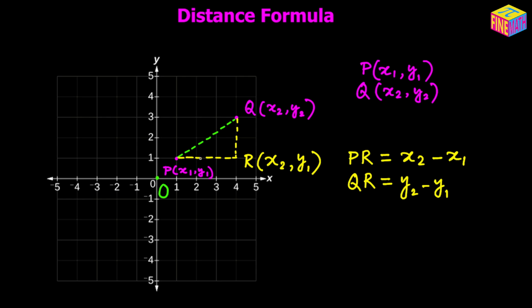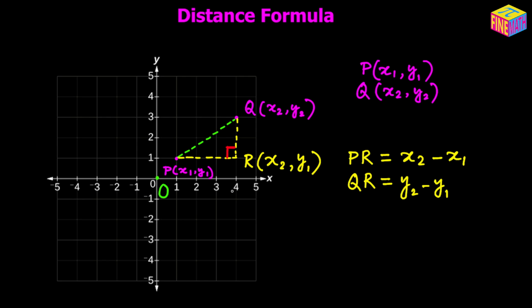Now, if you look at this dotted triangle, you will realize that this is a 90-degree angle. This is actually a right angle right here. Why? Because our Cartesian coordinate plane is a rectangular plane, meaning the two axes that we have are at a 90-degree angle to each other. So it is called a rectangular coordinate plane. Whenever we draw horizontal and vertical lines, they will intersect at a right angle, 90 degrees. So the angle PRQ is a 90-degree angle. That means the triangle PRQ is actually a right triangle.